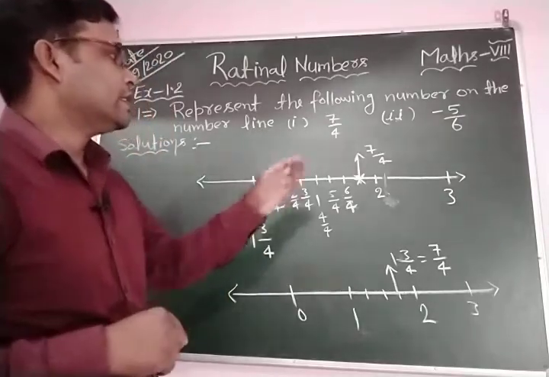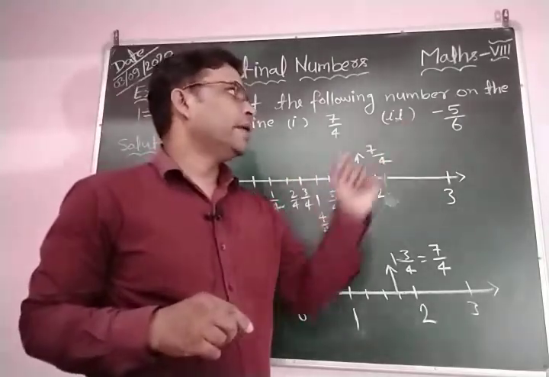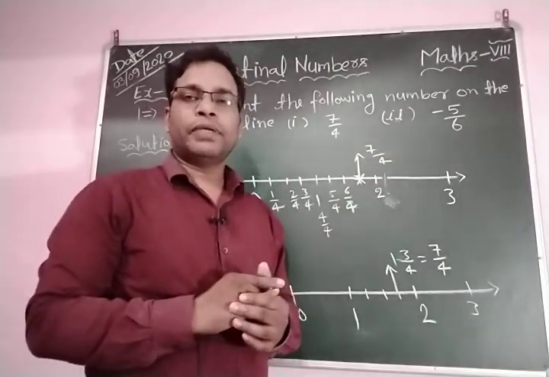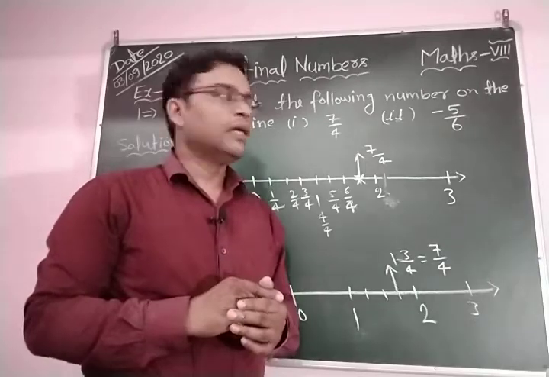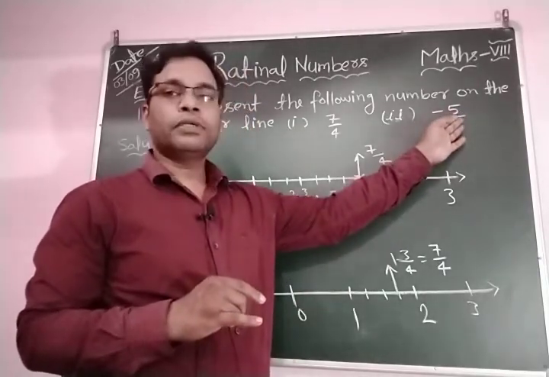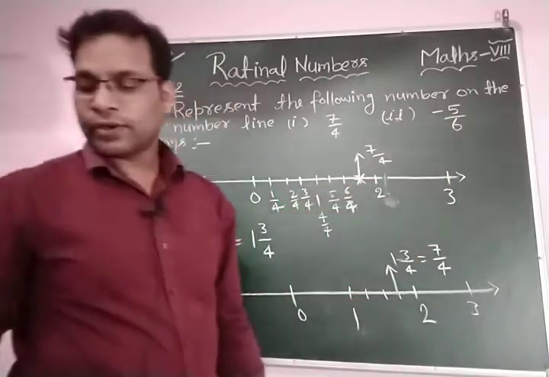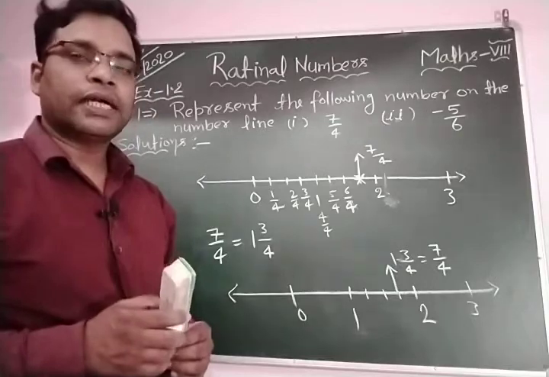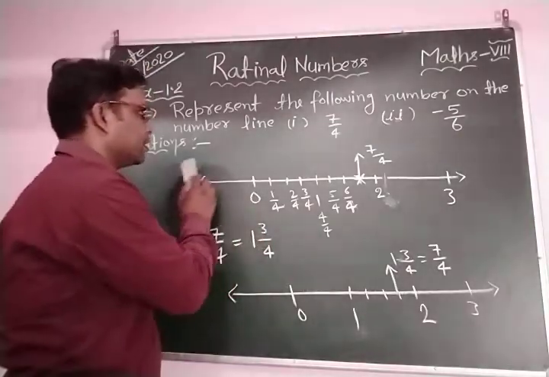Okay, now the second part is given: minus 5 by 6. You can see where minus 5 by 6 lies. So you can say this is greater than minus 1 but less than 0. Okay, so let's see how to represent minus 5 by 6 on the number line.